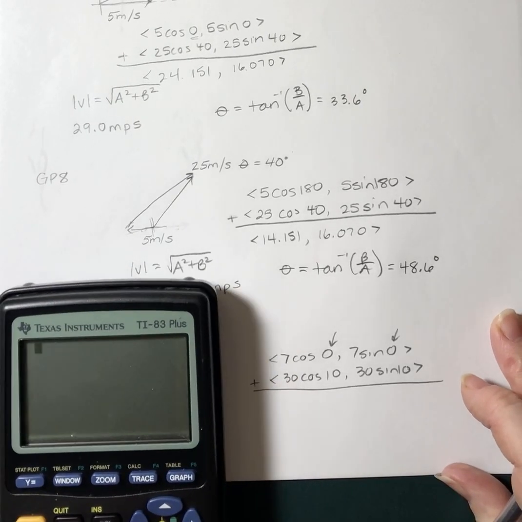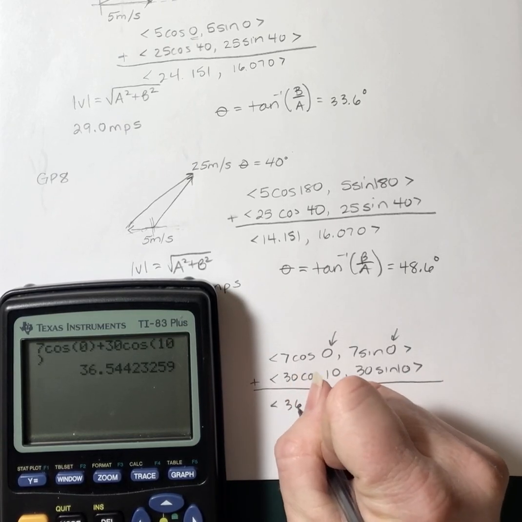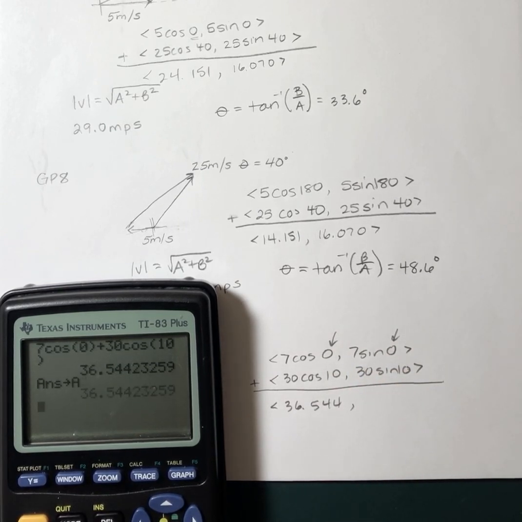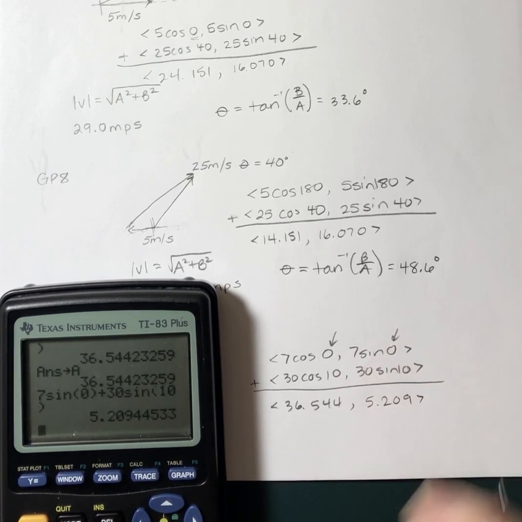And I'm not going to forget to store it as A and B this time. So 7 cosine 0 plus 30 cosine 10 is 36.544, store as A. Then 7 sine of 0 plus 30 sine of 10 is 5.209, and I'm going to store that as B.